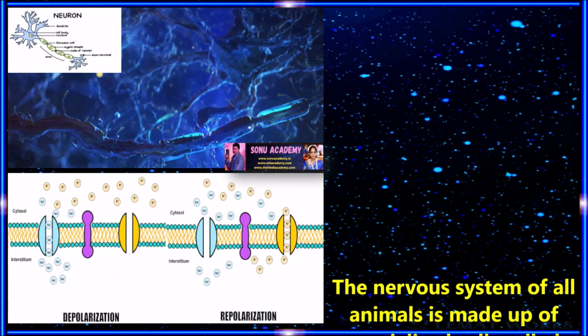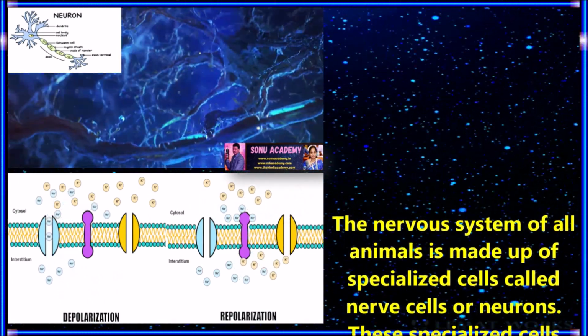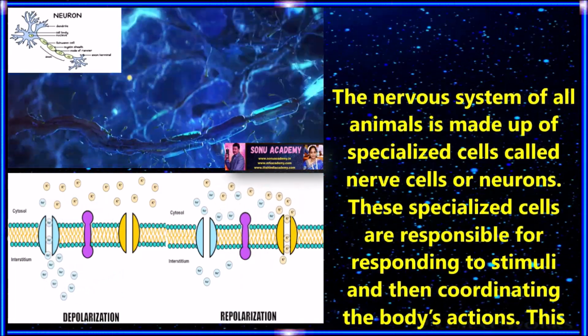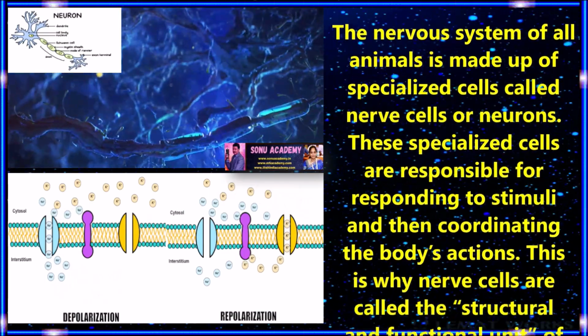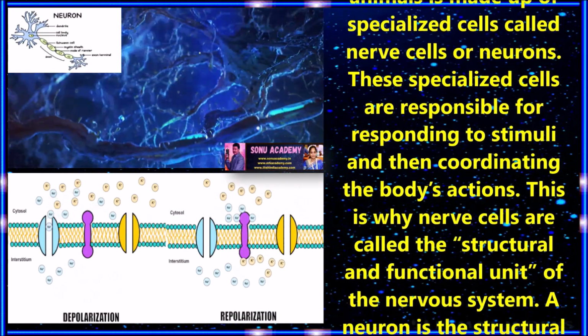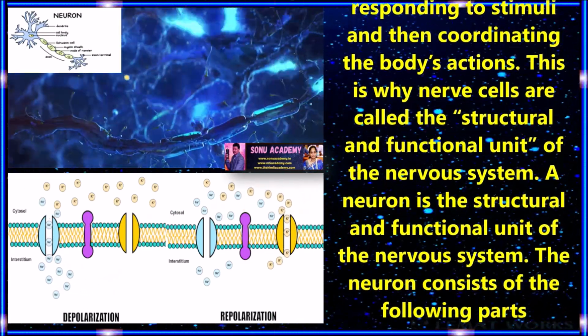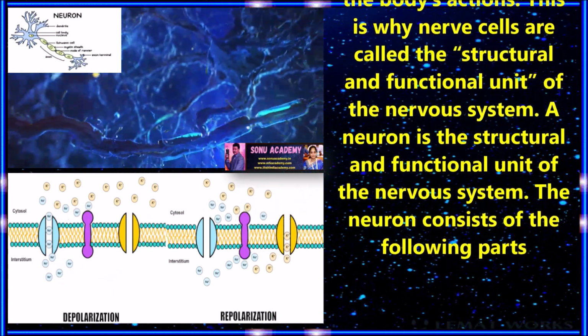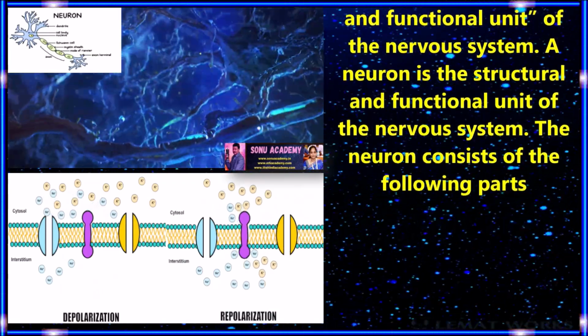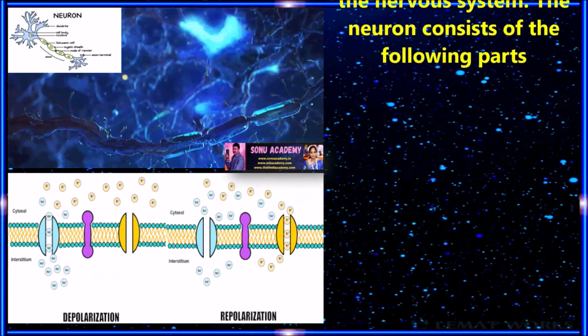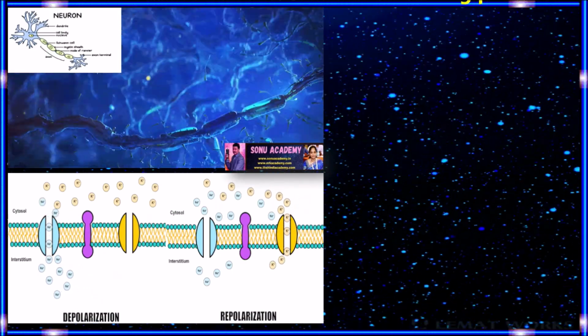Children, the nervous system of all animals is made up of specialized cells called nerve cells or neurons. These specialized cells are responsible for responding to stimuli and then coordinating the body's action. This is why nerve cells are called the structural and functional unit of the nervous system. A neuron consists of the following parts.